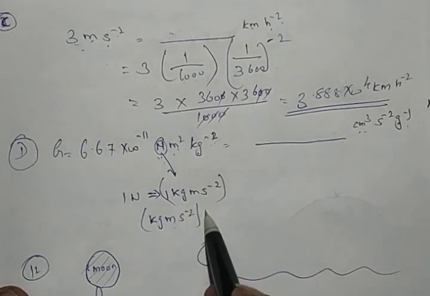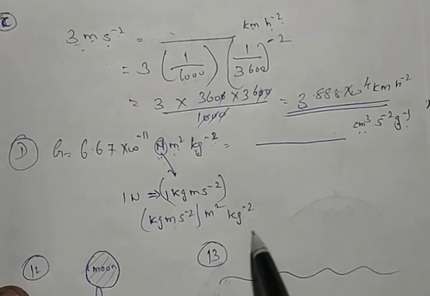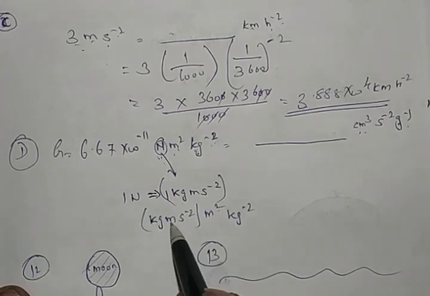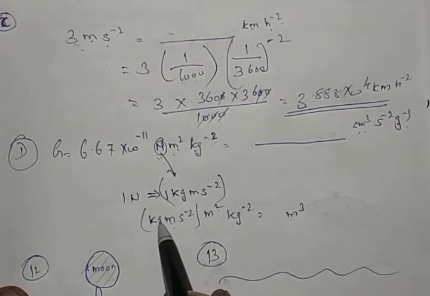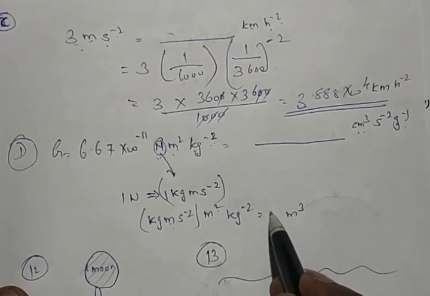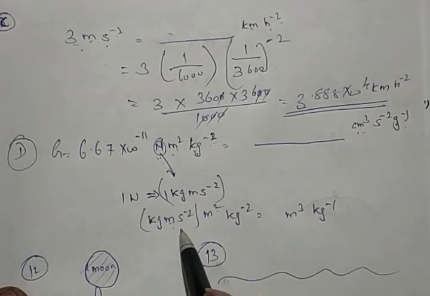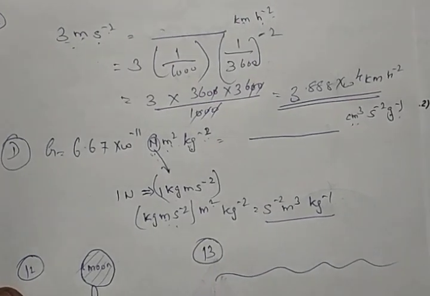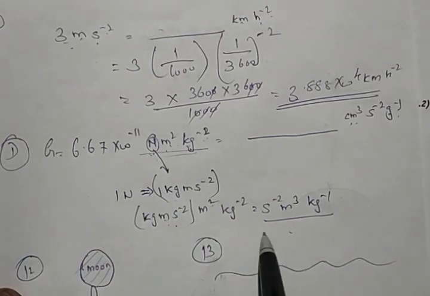Now meter square has to be put here, and kg minus 2 has to come here. So you get meter square, and meter will become meter cube. Kg and kg minus 2, you will get kg minus 1. And here second minus 2 is the same. So this is the way in which it has come. This is the final SI unit of the same thing. The same SI unit can be written this way.